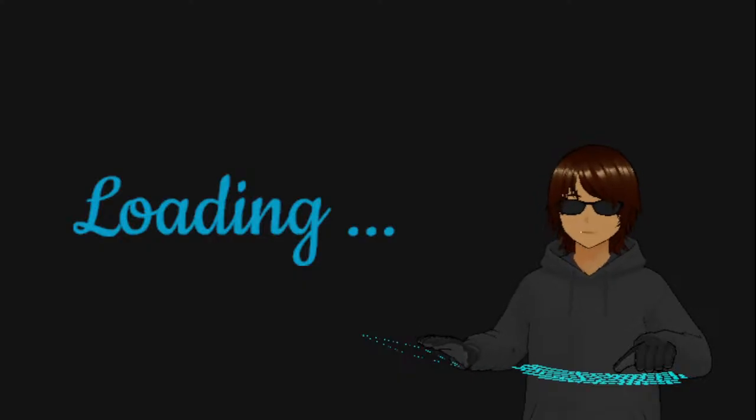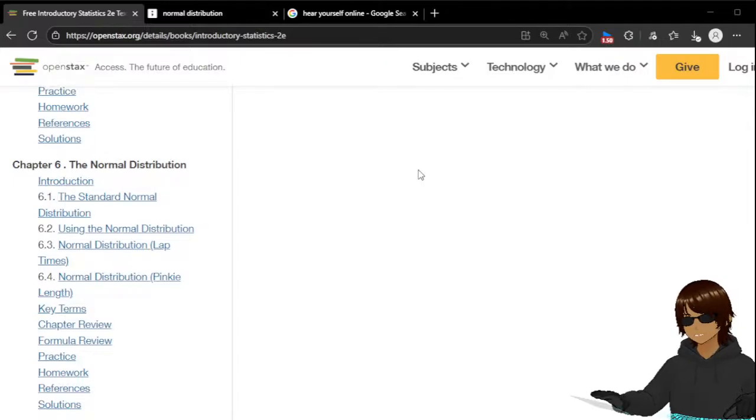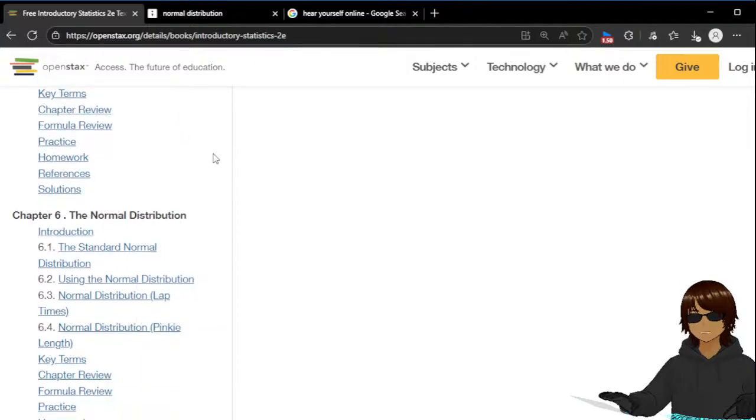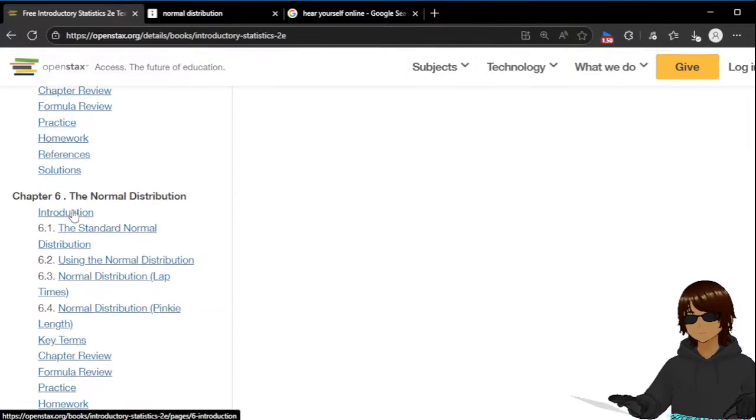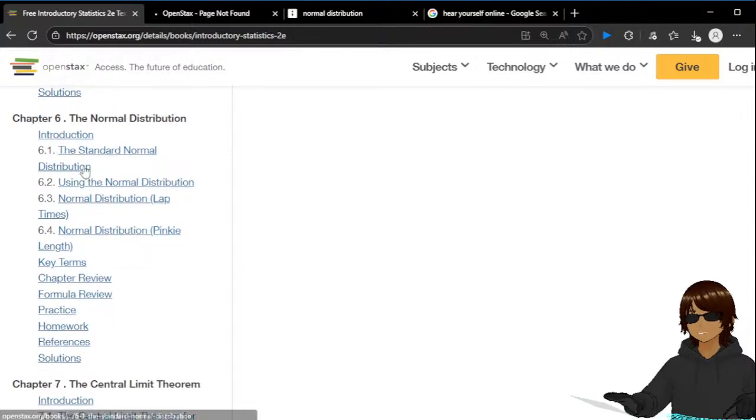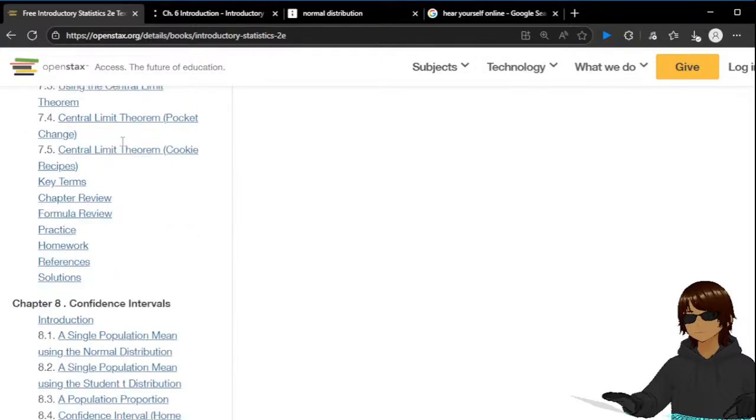Okay, so I'm going to be studying introductory statistics again. Last stream I learned about continuous random variables. This stream I'll be learning about the normal distribution. Try to finish this, it doesn't seem to have many chapters, and the central limit theorem.